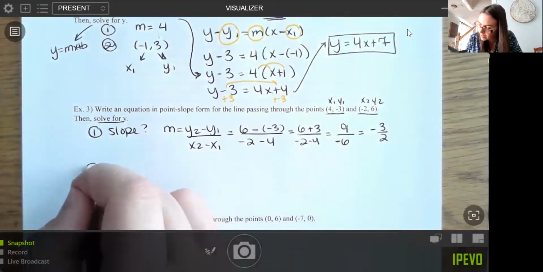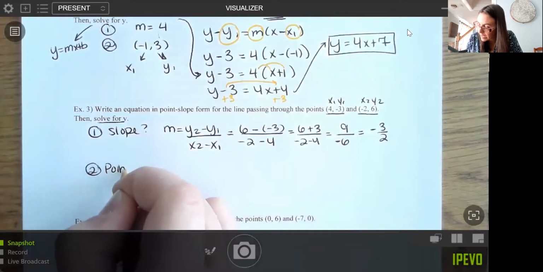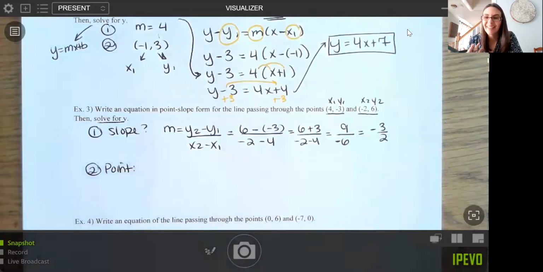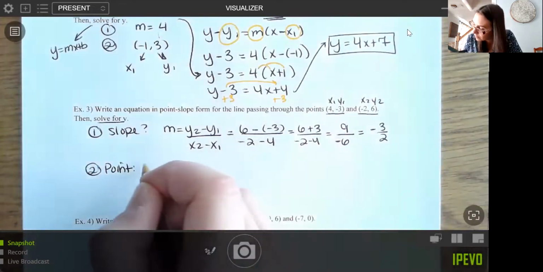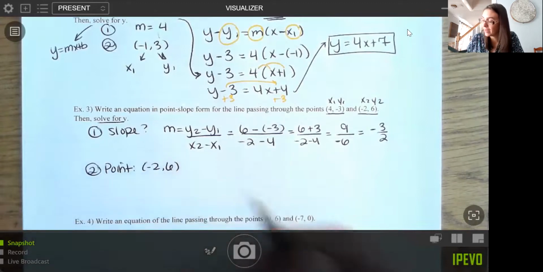And then the second thing I need is a point. And it doesn't matter which point you pick. So pick one of the points. I usually just pick the one that I think is easier to do. So I'm going to just pick this one. These are both kind of equally easy. None of the numbers are very complicated. And then I'm going to go ahead and use that.